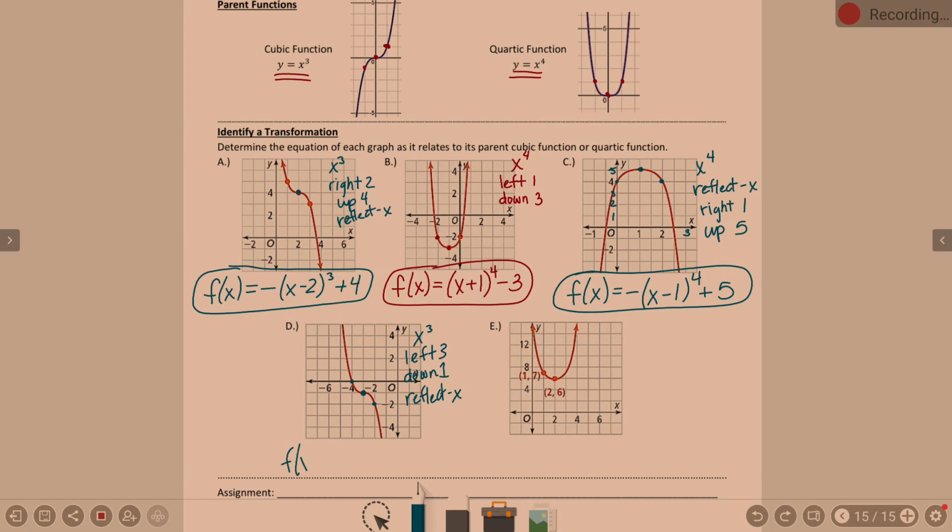Okay. F of x equals what? X plus 3. Negative for the reflection. Left 3 is opposite the sign, so x plus 3 raised to the power of 3 because it's a cubic. Down 1 is minus 1. Okay. One more.